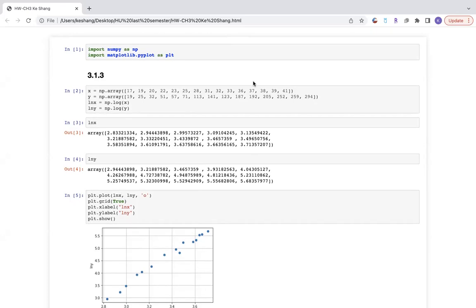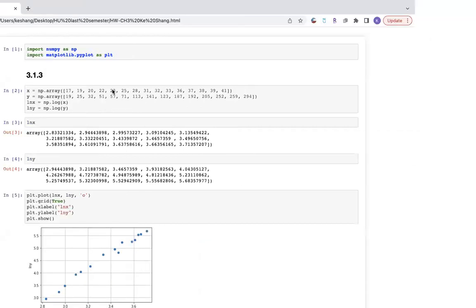Okay, so let's talk about the homework from chapter 3. The first one is 3.1.3. First, the problem asks us to calculate the data from the chart given in the problem to fit the model y equals a times x to the power of b.